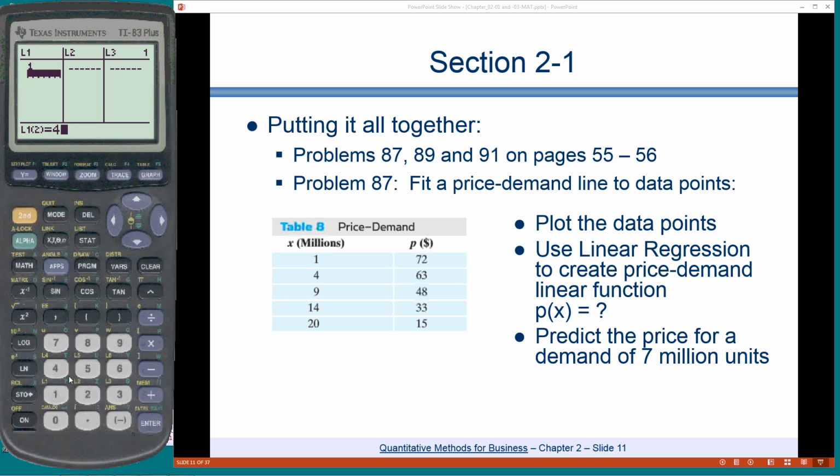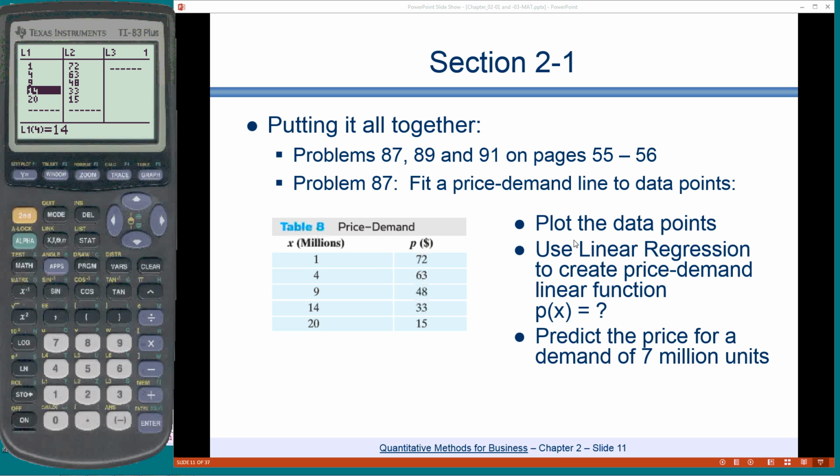1, 4, 9, 14, and 20 go in list 1. I need to right arrow over to list 2 and type in these numbers. Now I'm going to start using my computer keyboard instead of pressing the buttons on this calculator program to get these numbers in. 48, 33, and 15. Okay, I'm going to double check to make sure I got them right, which I did, which is something I always recommend on a homework or a test.